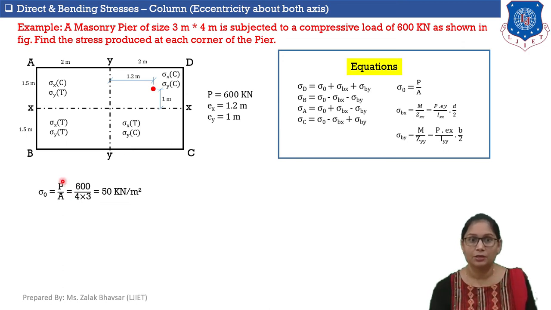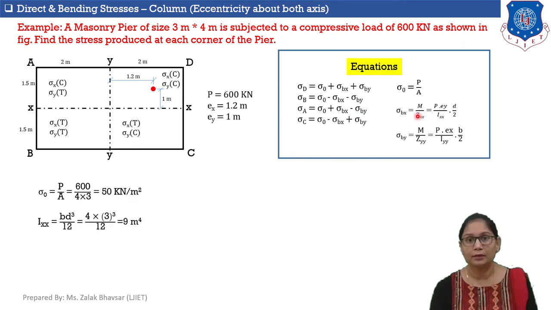Here is the equation to calculate sigma 0, which is direct stress. It is equal to P by A. Value of P is already given. It is 600 kilonewton and area of this column section is B into D, which is 4 by 3. So I am getting sigma 0 is equal to 50 kilonewton per meter square.